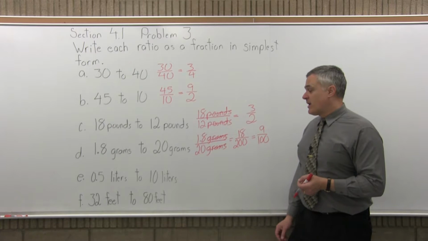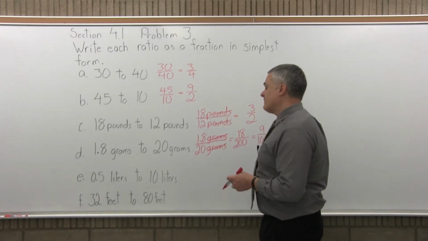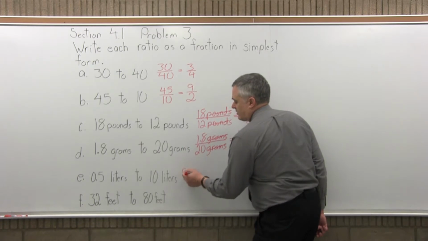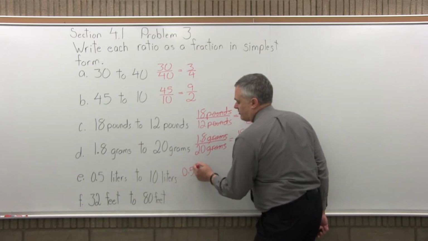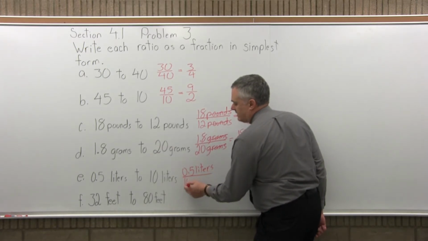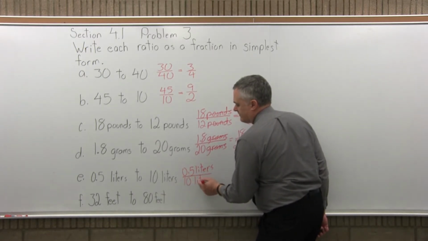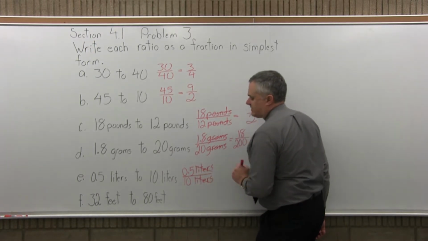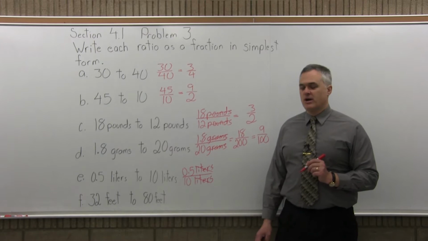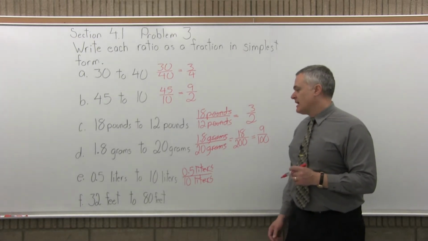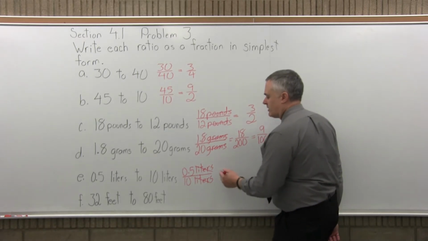So the next one, part E, 0.5 liters to 10 liters. So same process, the 0.5 liters will start in the numerator. In the denominator, 10 liters. And again, the units of measure being the same, we can cancel them. Liters on the top, liters on the bottom. 0.5 over 10, similar problem as to what we had previously. One is a decimal, one is not.